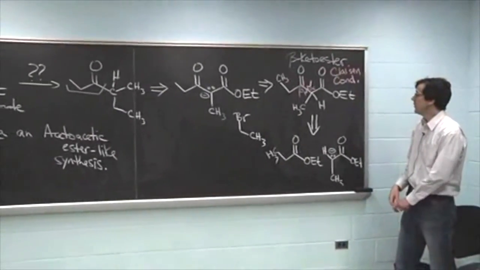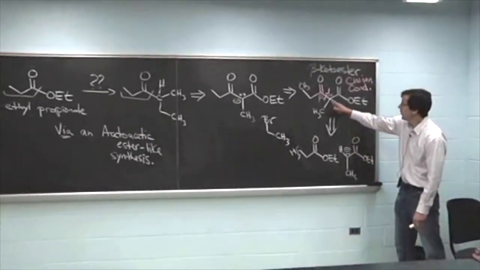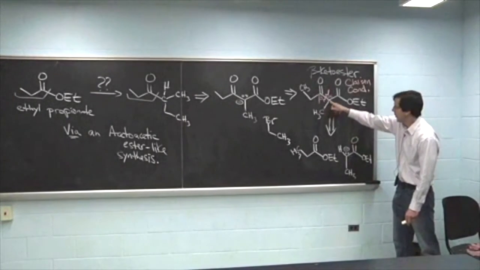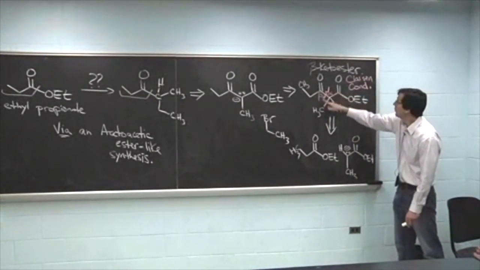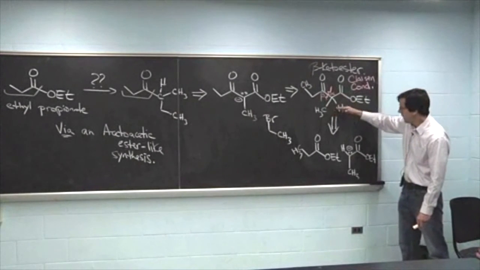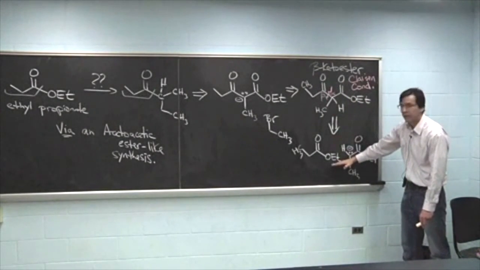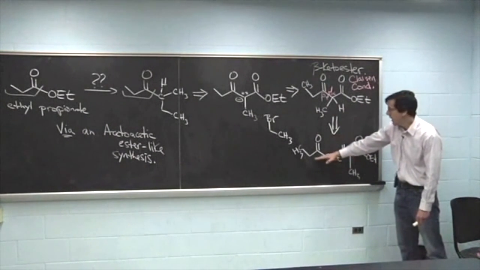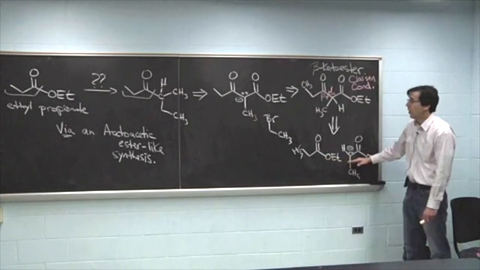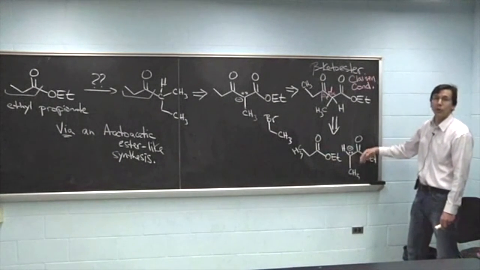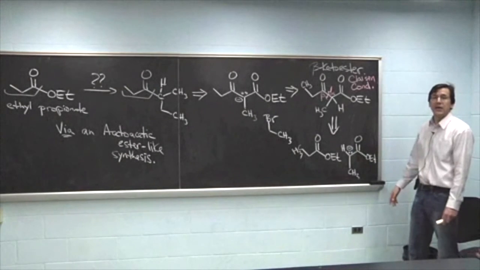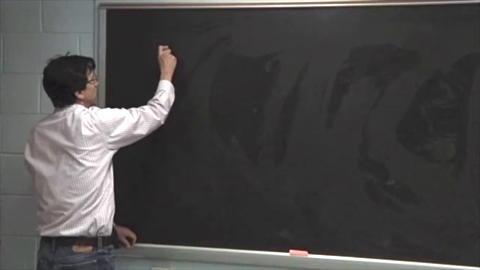The new thing here is that this methyl group right here is already built in to our starting beta keto ester by virtue of the fact that we did a Claisen condensation of ethyl propionate. So after I get a chance to erase the board, we'll go ahead and work this through in the forward sense. Let's begin the synthesis in the forward direction.